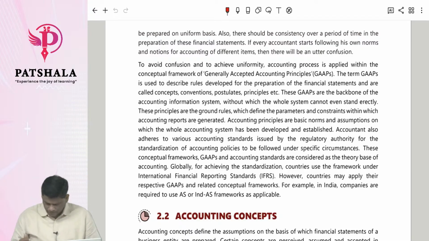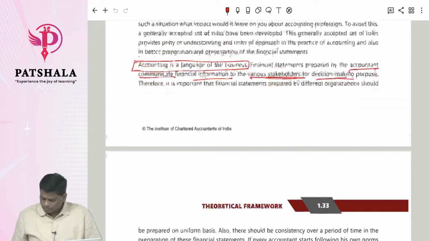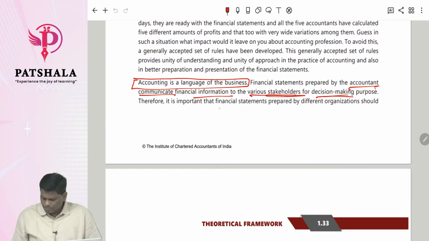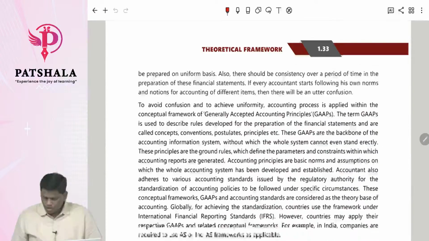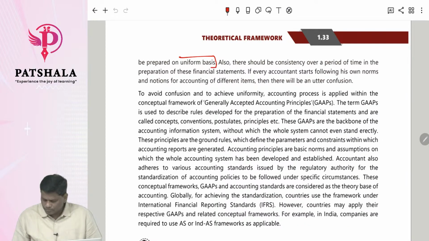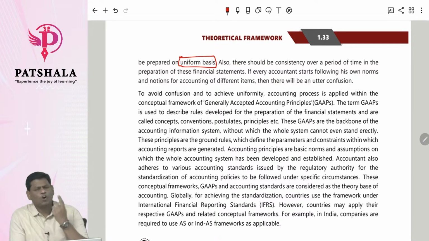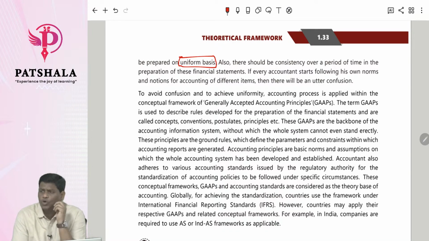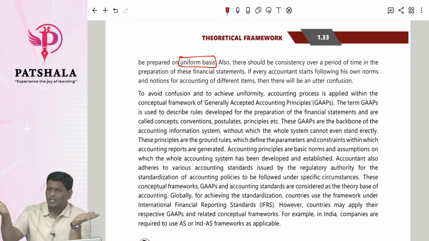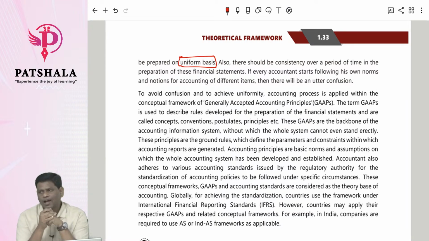Okay, just check out here. Therefore, it is important that the financial statements prepared by different organizations should be prepared on a uniform basis. When you go on the road, everyone will drive on the left side of the road. Only the left side of the road we drive. Why? Rule. If everyone drives like that, we can avoid accidents.